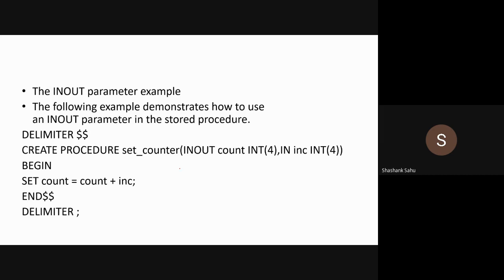Now we have the in out parameter. Here the in out parameter is count, and increment is the parameter of mode in. So increment will make the modification in this parameter, and whatever the modification, the count variable will be visible to the outside. We are incrementing the count variable by whatever is mentioned in this increment variable.